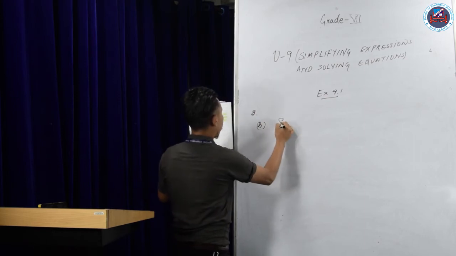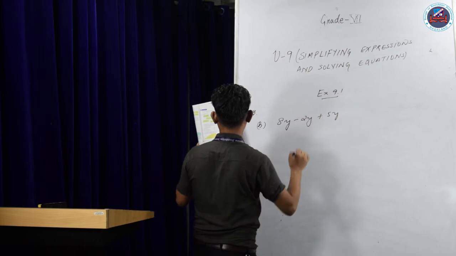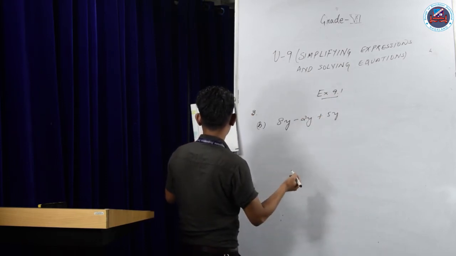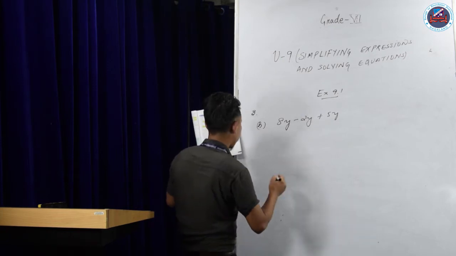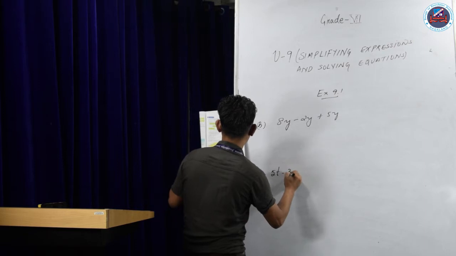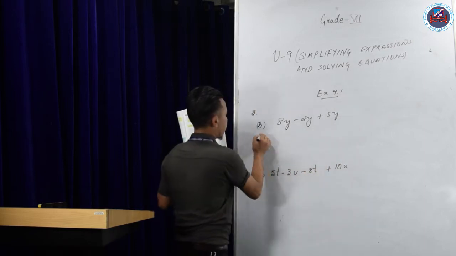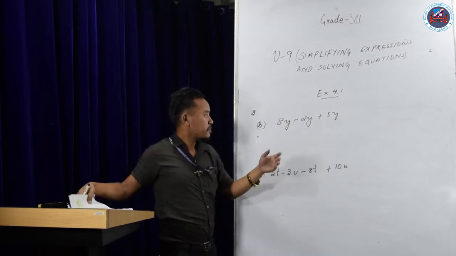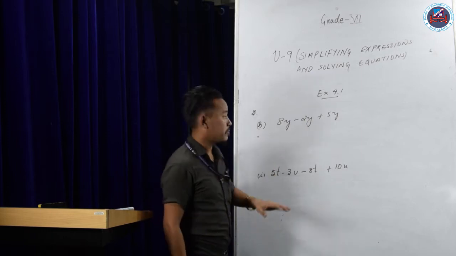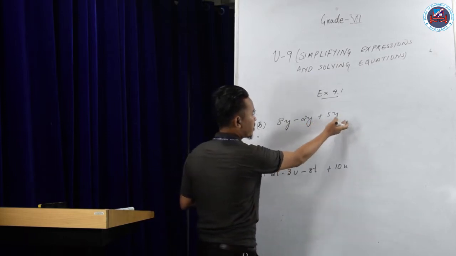That is 8y minus 2y plus 5y. And let me take another one, that is I again: 5t minus 3u minus 8t plus 10u. When we look at the first question, we can see that all three terms are like terms. That means they have the same variables, as we can see: 8y, 2y, 5y.